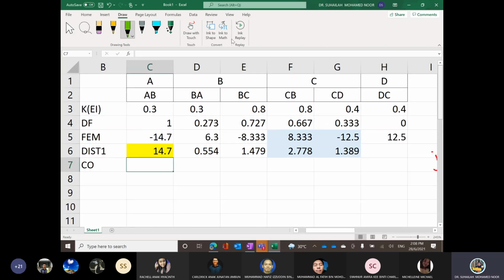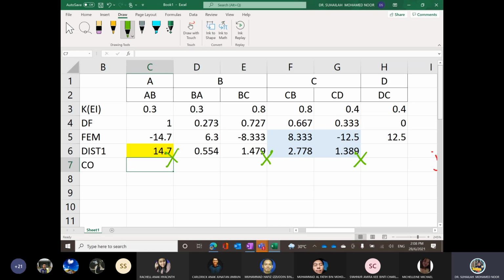Which boundary? A and B, so like this. Carry the value to the opposite. So B and C here, C and D here. It means that each value we must multiply with the carryover factor. So let's look at this together.